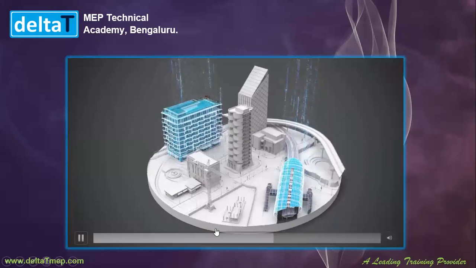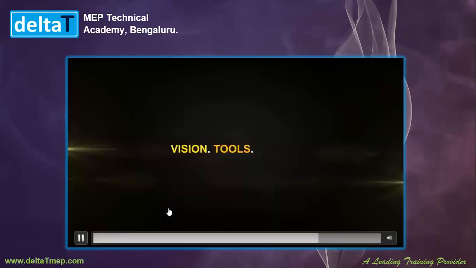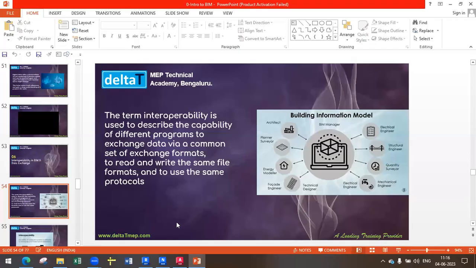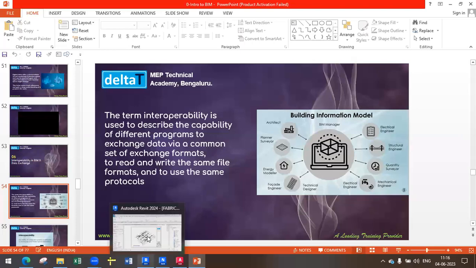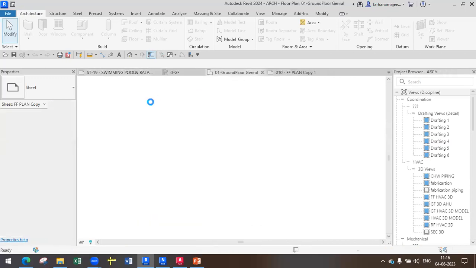So if you see here, let us see the software now, just give me a second. Now we have another one. Now let us see one by one. The first thing in BIM, I'm opening the architectural model. Let us open it here.